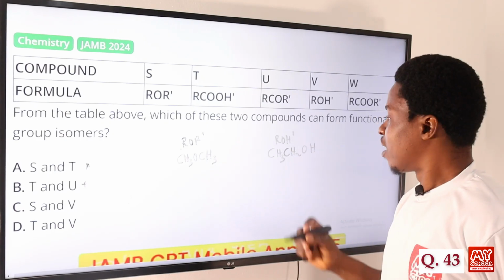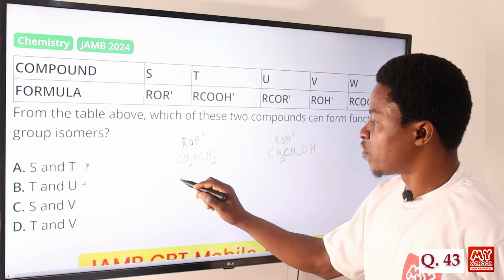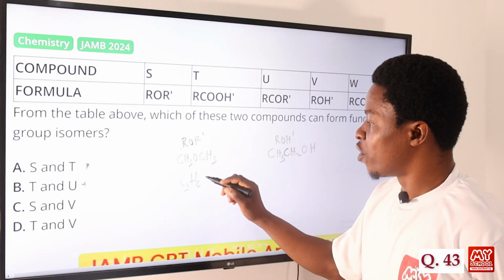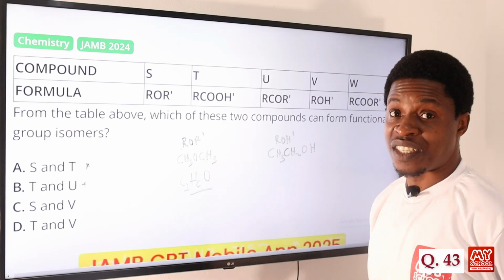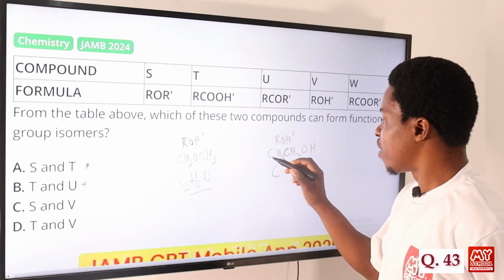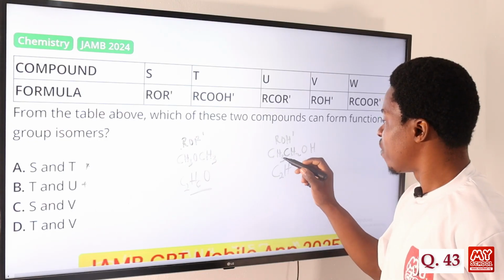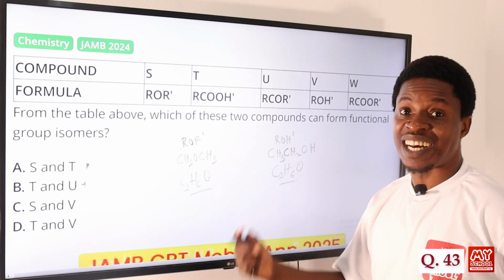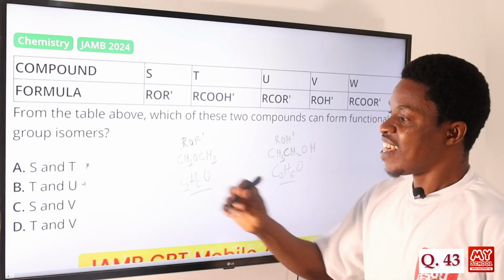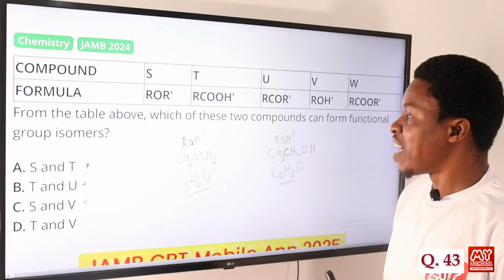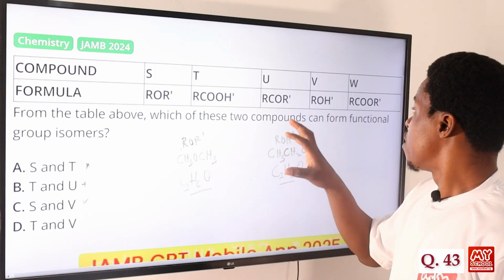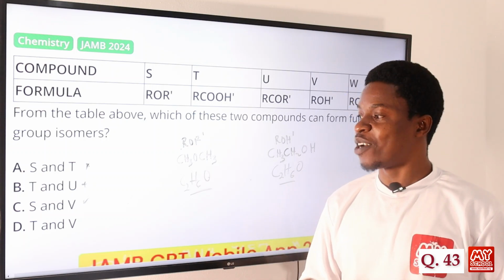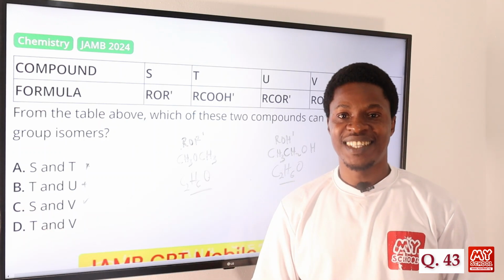So let's see now. How many carbons do we have here? 1, 2. So we have 2 carbon. How many hydrogen do we have here? This is 3 plus 3, that's 6. Then we have 1 oxygen. So this is the structure of that. Then look at this. How many carbons do we have here? 1, 2, that is 2. How many hydrogen do we have here? This is 3 plus 2, 5 plus 1, that's 6. Then we have O here. So you can see that they are actually the same. So they are isomers. So we can say that option C is correct because S and V have the same functional group. They are functional group isomers. So because of that, option C is the correct answer.